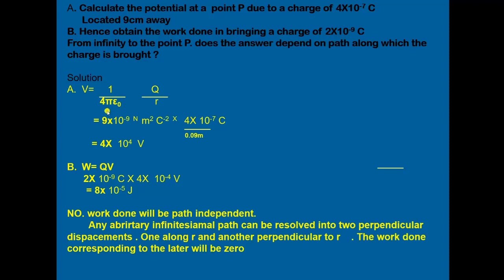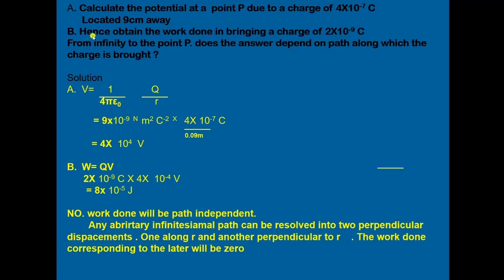The potential V will be equal to 1 upon 4 pi epsilon naught multiplied by Q over r. Here the value of this Q that is given is 4 into 10 to the power of minus 7 coulomb and r is 9 centimeter. We have to convert this centimeter into the meter, then it will become 0.09 meter. And the value of this 1 upon 4 pi epsilon naught, that is 9 into 10 to the power of 9 Newton meter square per coulomb square. After calculation, the result comes out to be equal to 4 multiplied by 10 raised to the power of 4 volt.